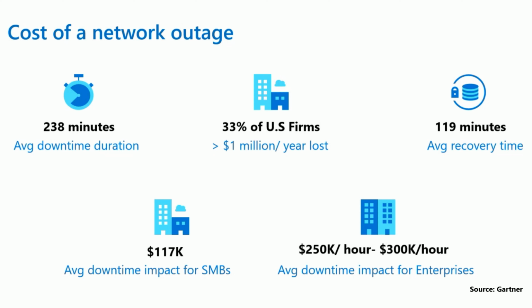For SMBs, small and medium businesses, the downtime impact is 117K an hour, and enterprises is a lot more, at 250K to 300K an hour. As you can see, the cost of a network outage is very high, so being able to reduce the overall impact of network issues, and in some cases prevent them, is key. We can use some of the tools provided by Microsoft in the Azure toolkit to do just that.